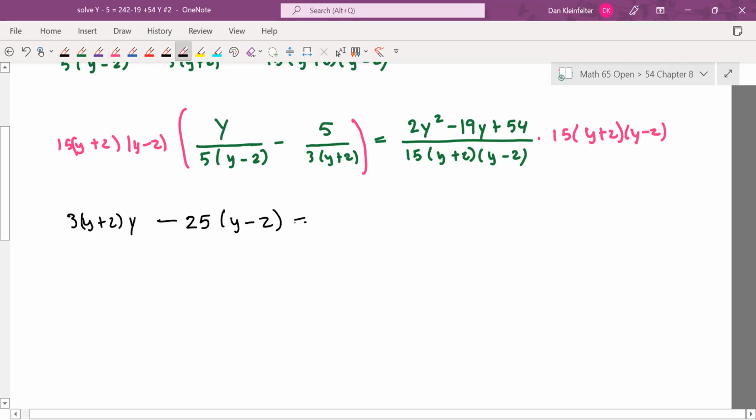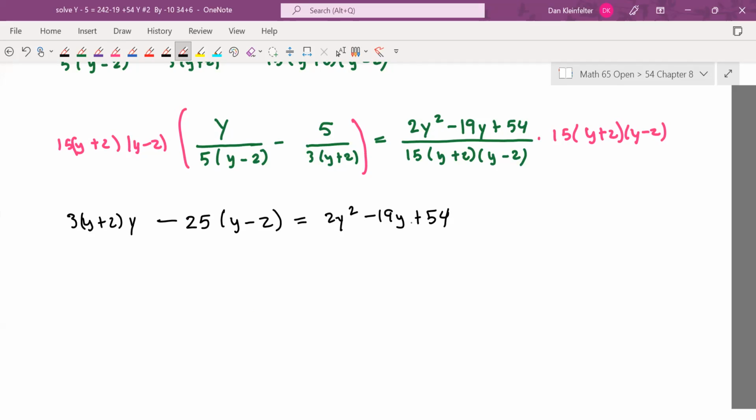Okay. The right side, the entire denominator cancels out. We'll get left with 2y squared minus 19y plus 54. Okay, so that's how it looks without the fractions in it. So if you didn't get this far, make sure that you can see where we've got that. And then once again, we'll pause the video and you can see how it finishes from here.